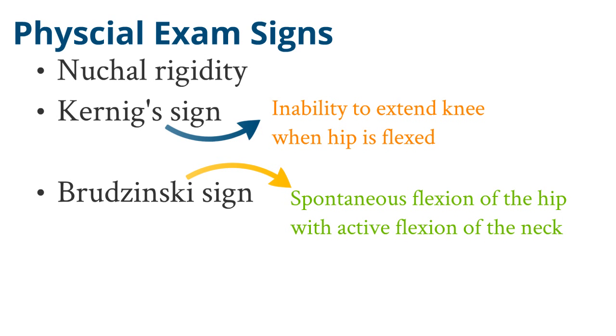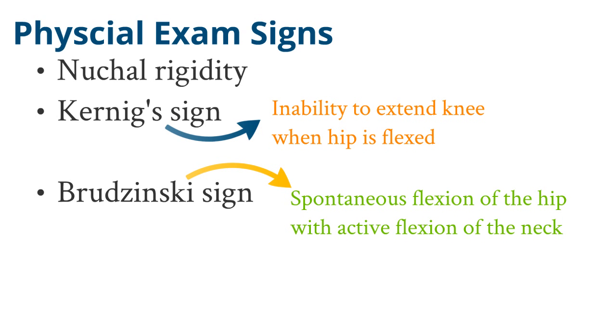So essentially with Brudzinski's sign, you lay the patient down, you flex their neck, and you'll notice they'll automatically flex their hip. And the reason why, again, is their meninges are inflamed. As you flex their neck, you put more tension on their dura, spinal cord, all the neurovascular structures. And because of that pain, they have to flex their hip to relieve that tension in their meninges.